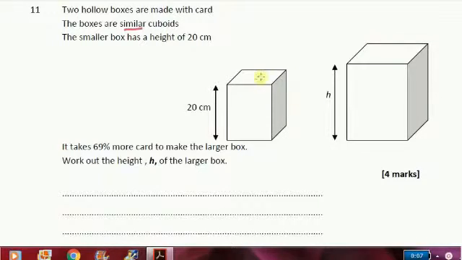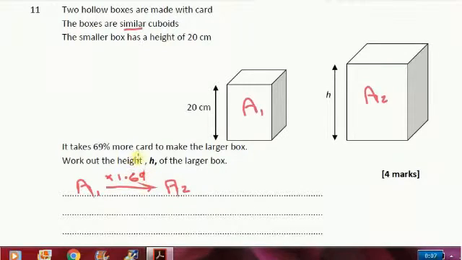So from the small box to the large box, we've got to increase it by 69%. So if I call that A1 and A2, the surface area of the whole box. So the smaller surface area is going to be increased by 69%. So if you increase something by 69%, that means you multiply it by 1.69. So the area is multiplied by 1.69, so the area scale factor is 1.69.